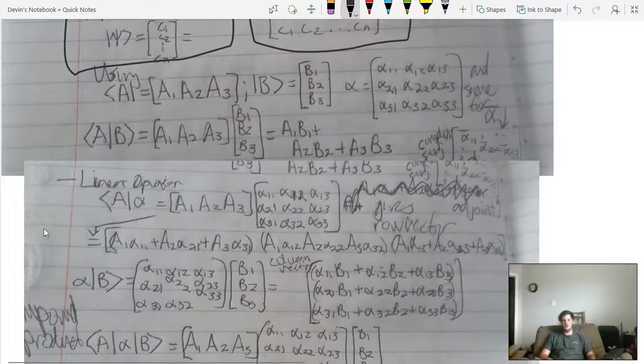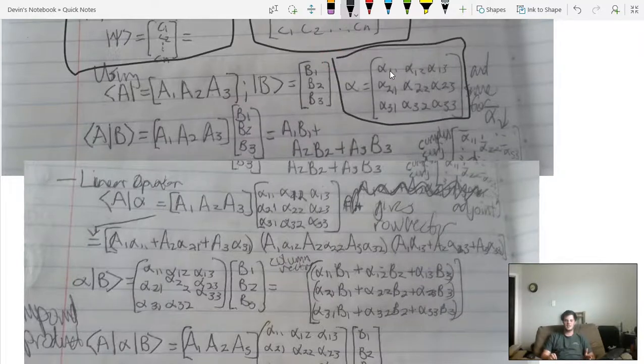Then you have this idea of linear operators. Now, linear operators are much more important in this grand scheme because they're matrices. So you get this alpha up here. This is the form a linear operator must take. It's going to be a matrix.